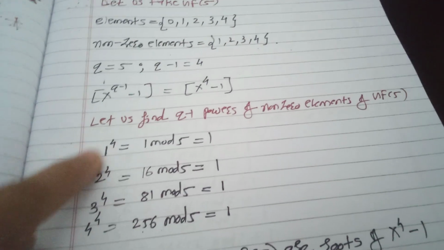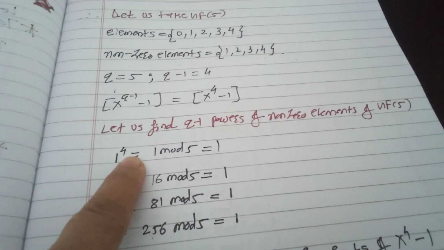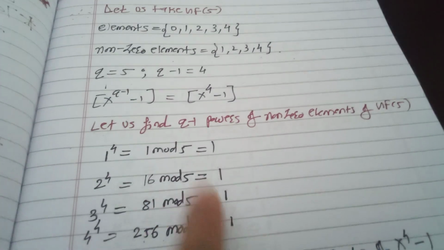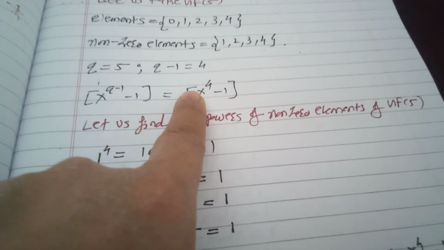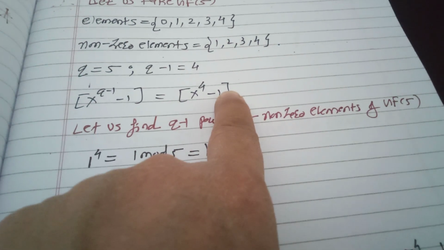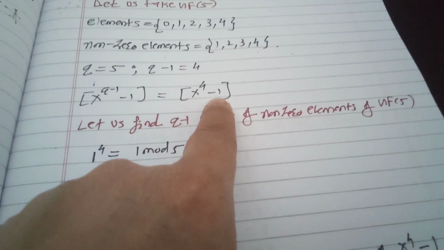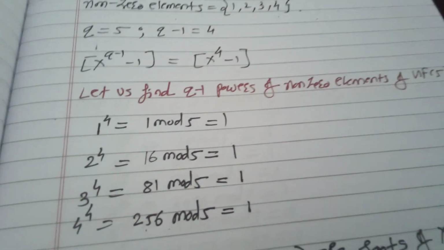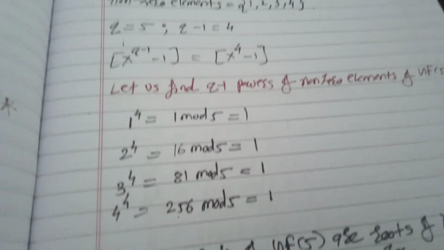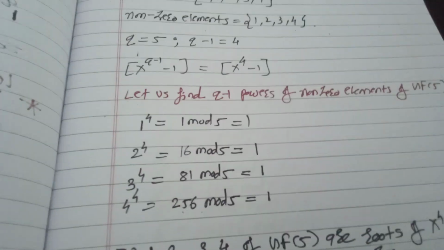That means the q minus 1 power of the non-zero elements will be 1. So if you put 1 here, then it will be a factor of x raised to 4 minus 1. Then 2 will also be a factor of x raised to 4 minus 1, because 2 raised to 4 is equal to 1. 3 raised to 4 is also equal to 1.